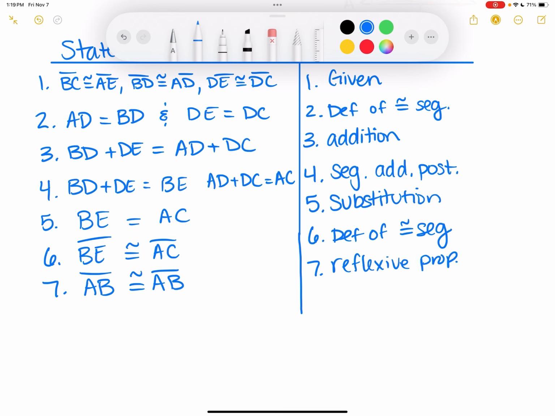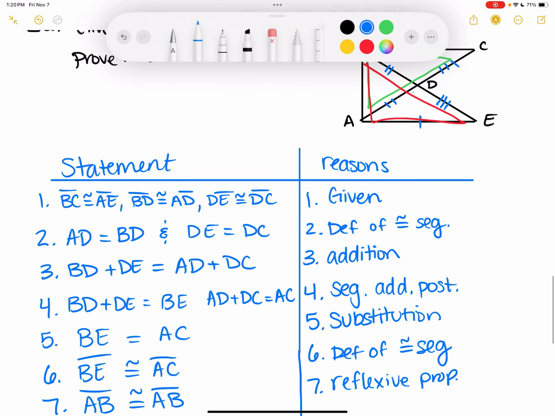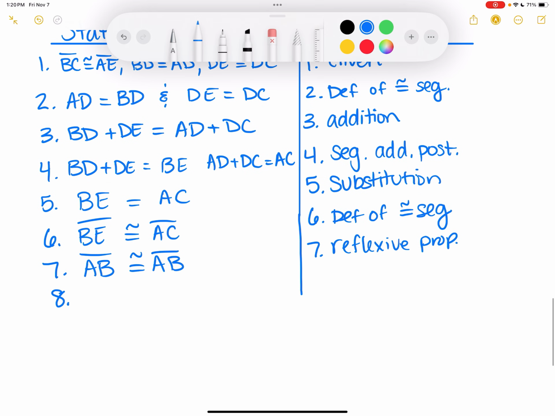So now, ultimately, what can I say? I have proven now all this stuff to be true. So now what can I say? Triangle ABC is congruent to triangle BAE. Yep, triangle ABC is congruent to triangle BAE by what? Side, side, side. I don't know anything about angles on this one.